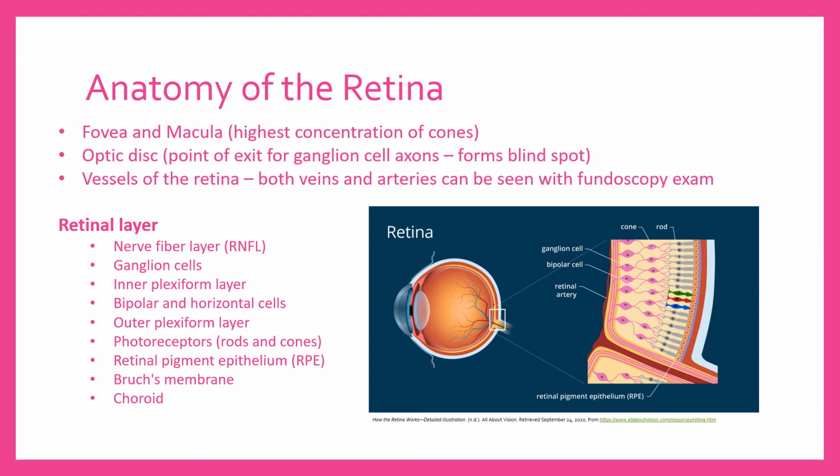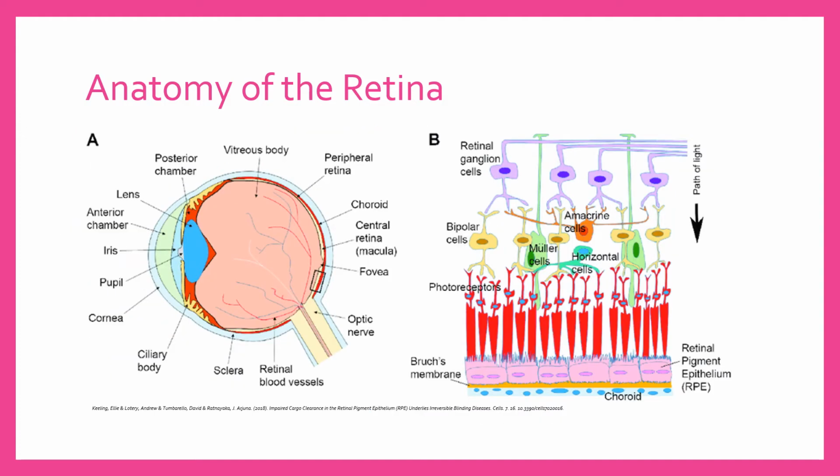We won't go into detail in this presentation, but just know that it takes this many layers to interpret and take in visual information. And this is a more visual illustration of the layers that were stated in the last slide. And so you see the bipolar layer, the horizontal cells, photoreceptors, the retinal pigment epithelium, as well as the Bruch's membrane that acts as a border between the choroid and the retina.